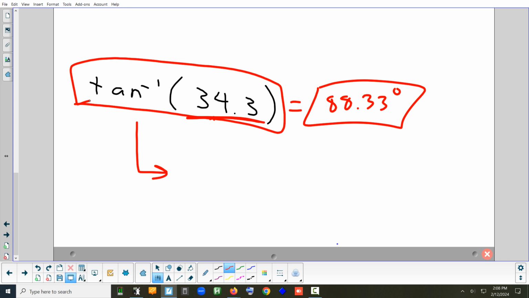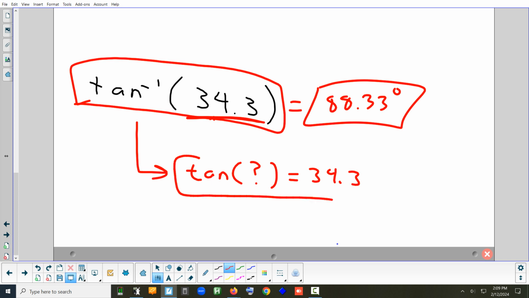I like the part with tangent. Can you say it one more time? Tell me what to write, left to right. Tangent of 88.33 degrees. All right, I'm going to put a question mark because we didn't know that at first. Equals 34.3. Exactly. What angle can you take the tangent of and get 34.3? Okay, that's going to be important to be able to think about in a second.